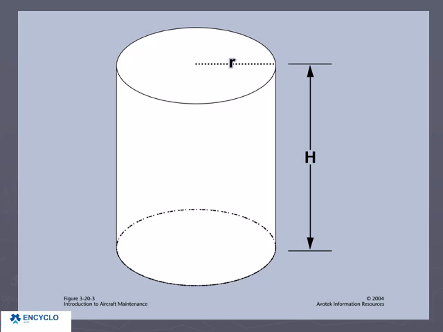Cylindrical shapes are commonly found in aircraft components, such as hydraulic reservoirs, fuel tanks, and filter housings. Accurate volume calculations help ensure proper capacity and weight distribution during aircraft design and maintenance.